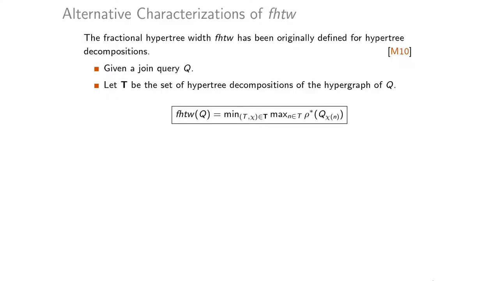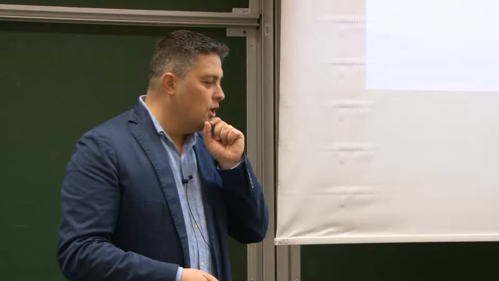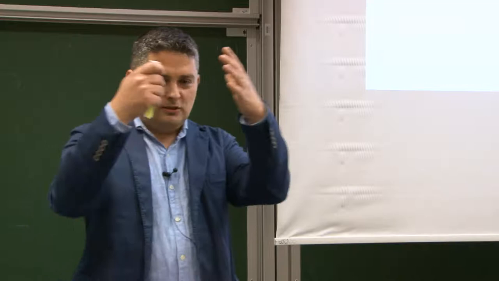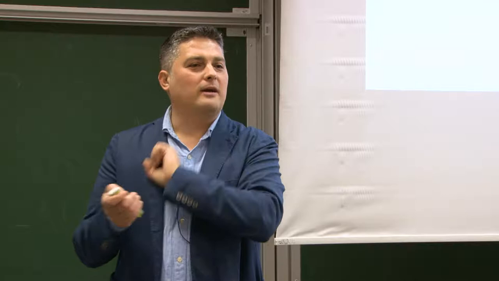Okay? So the way you define this width is as follows. You take each hypertree decomposition, you minimize over all possible hypertree decompositions, and for each hypertree decomposition, you look at its bags, and you compute the fractional edge cover number for each bag.